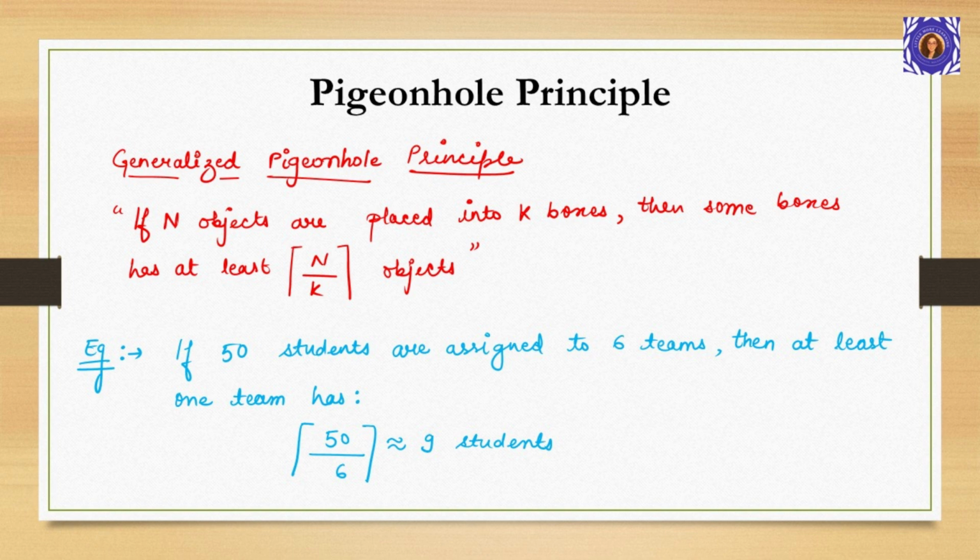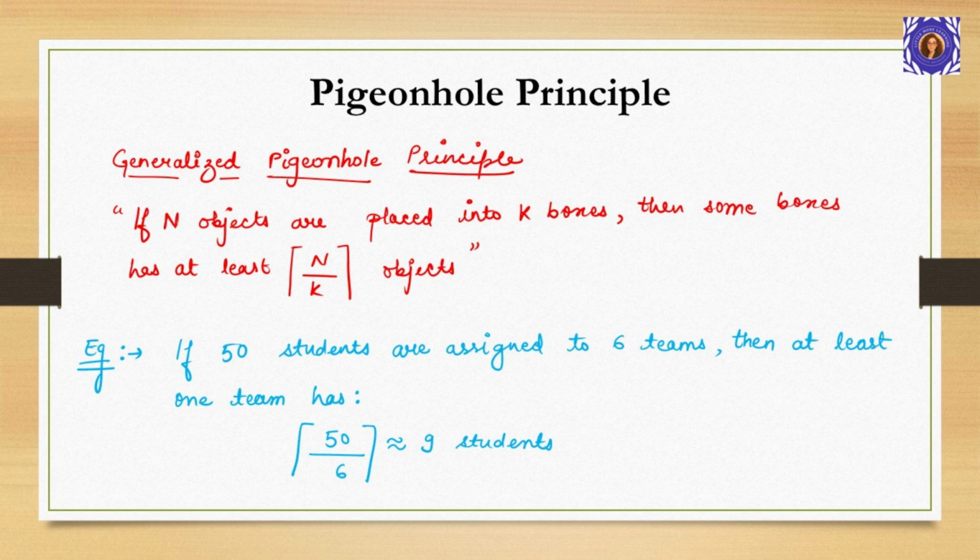But we can generalize this principle further. If you have n objects distributed among k containers, then at least one container must contain at least ⌈n/k⌉ objects, where these brackets represent the ceiling function, the smallest integer greater than or equal to the value inside.